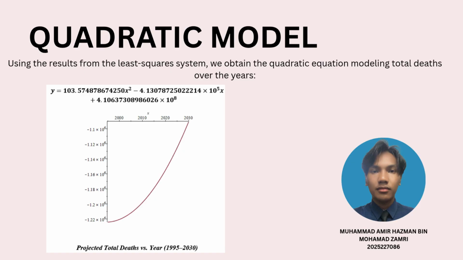The curve shows an increasing trend over time, which indicates that the number of deaths in Malaysia increases gradually from year to year. Unlike the linear model, the quadratic model is able to represent the curvature of the data more efficiently.